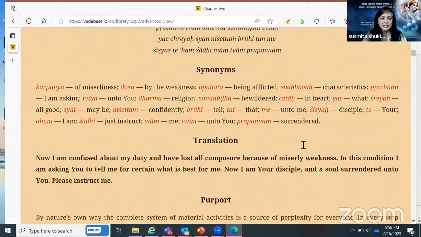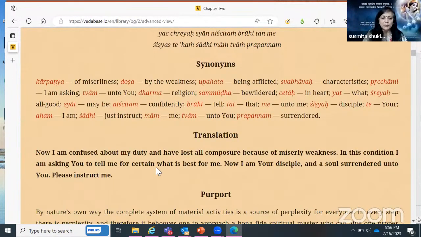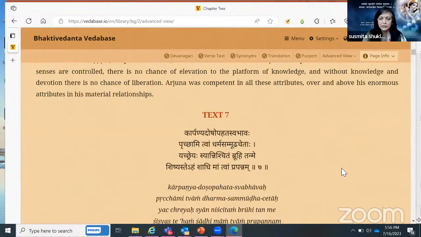Let's go through the translation. Now I am confused about my duty and have lost all my composure because of miserly weakness. In this condition, I am asking you to tell me for certain what is best for me. Now I am your disciple, and a soul surrendered unto you. Please instruct me. Let's go back to the shlok.